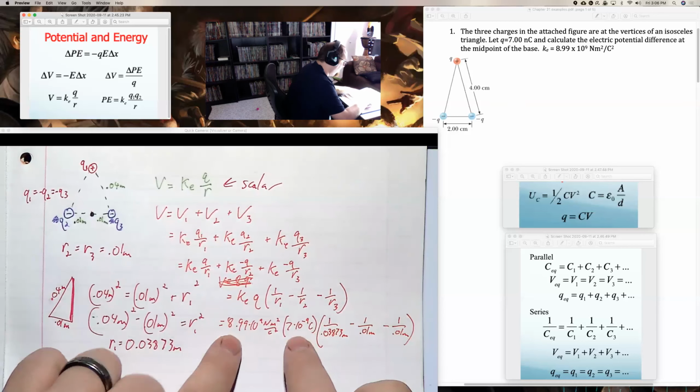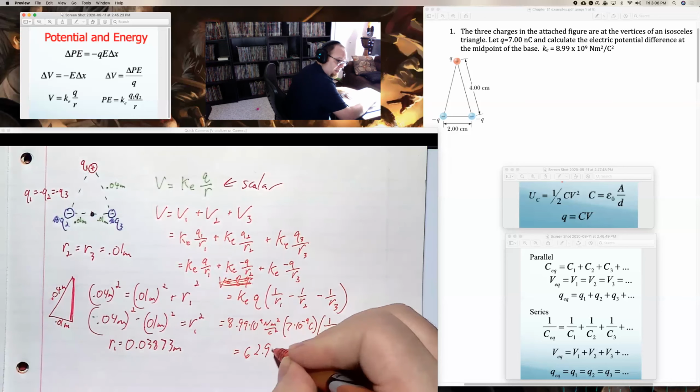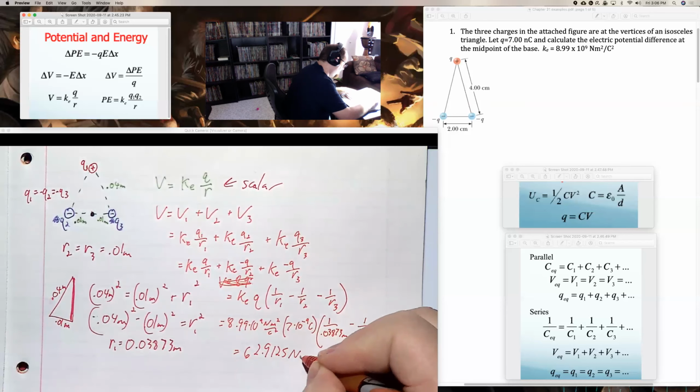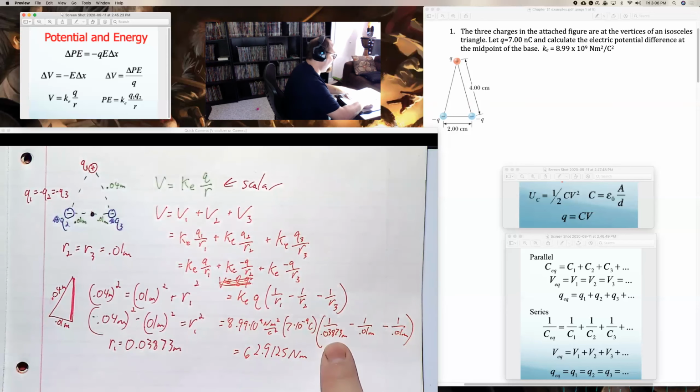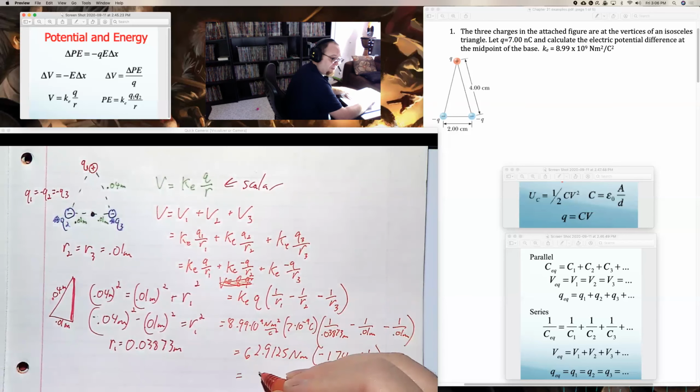These two numbers multiplied together, 8.99 E9 and 7 E negative 9, ends up being 62.9125. And everything in here, this minus that, ends up being negative 174.18 inverse meters. And I can get my answer.